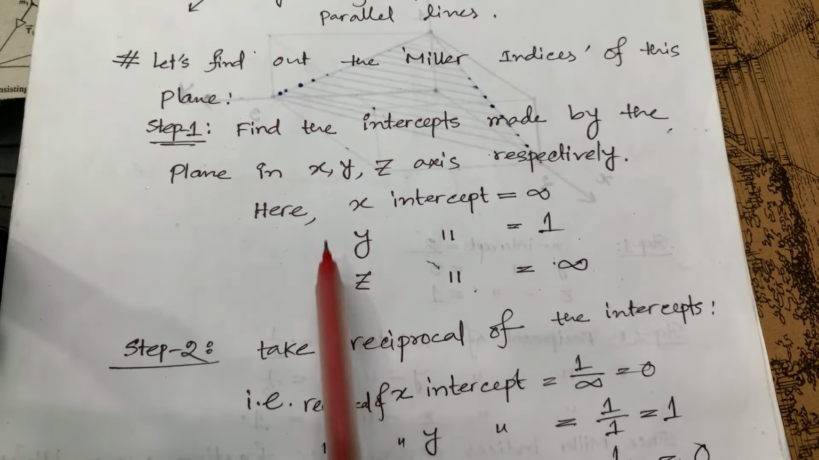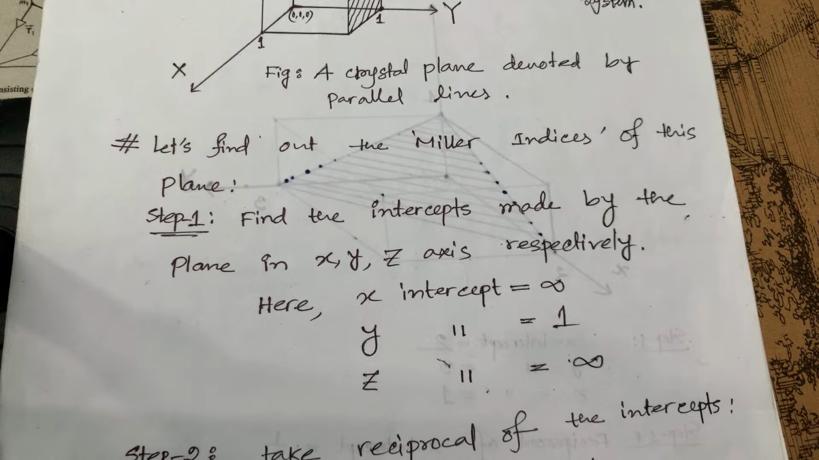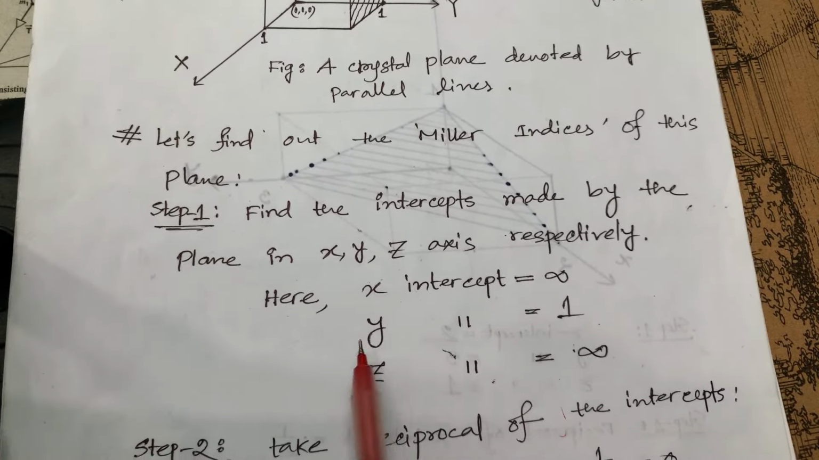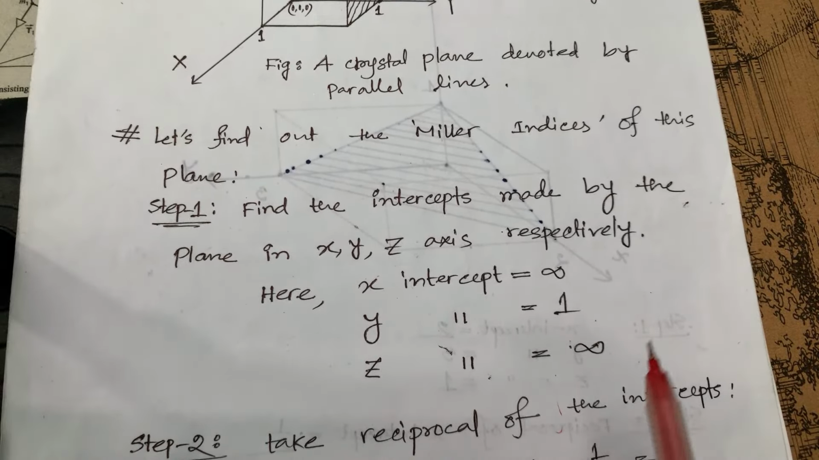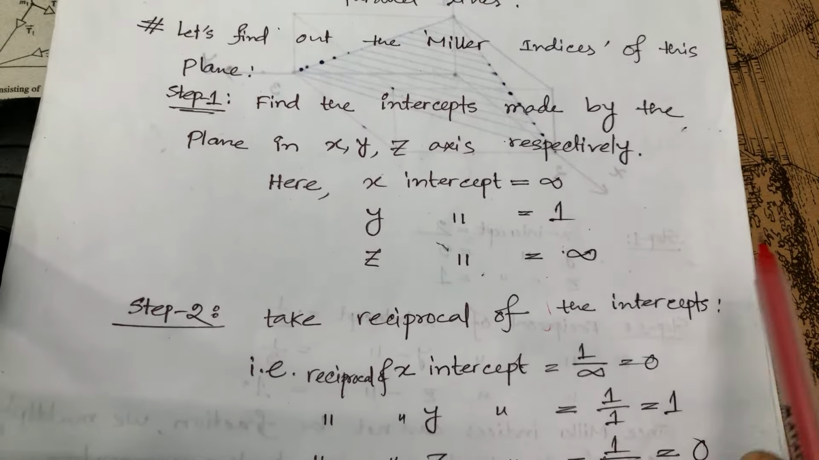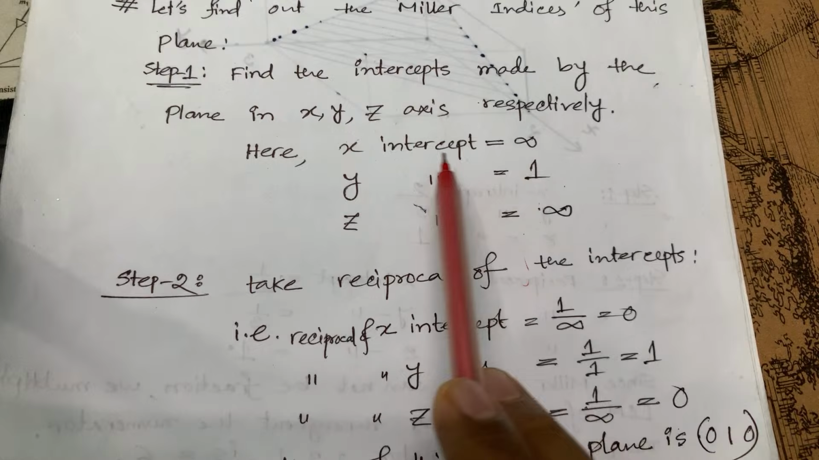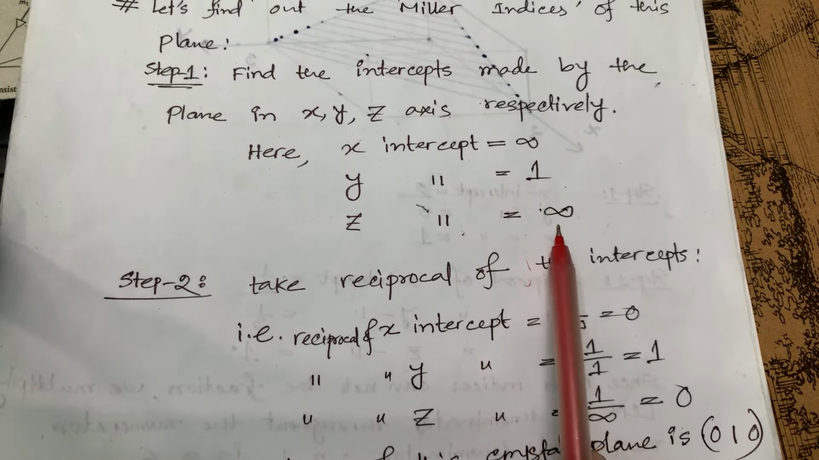So the next step to find the Miller indices is, first, to find the intercepts, which are x-intercept infinity, y-intercept 1, and z-intercept infinity. So how about we find the reciprocal of the intercepts? Reciprocal means finding the opposite of the intercept. So our intercepts are infinity, 1, and infinity.